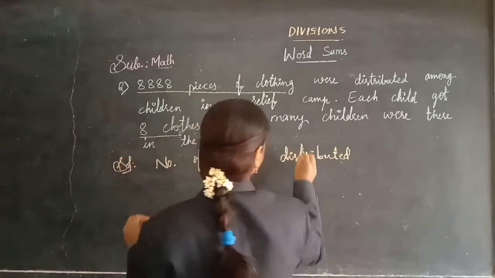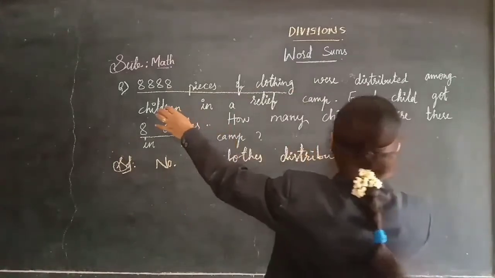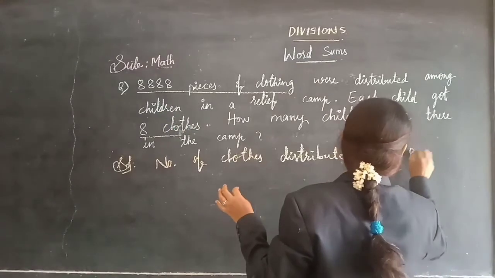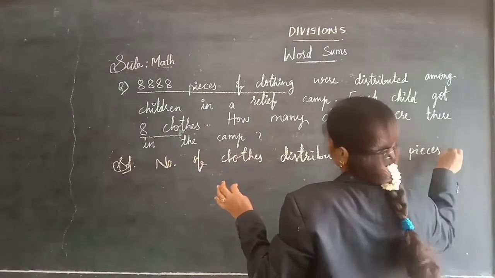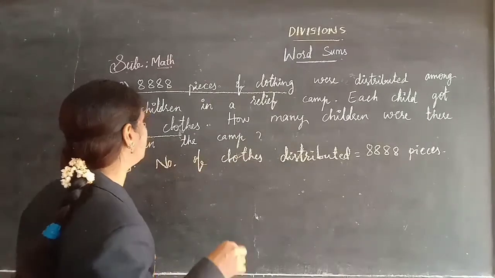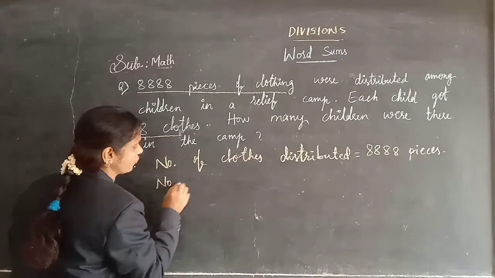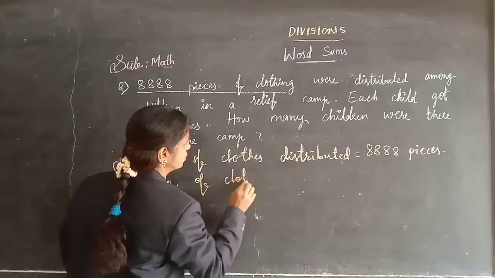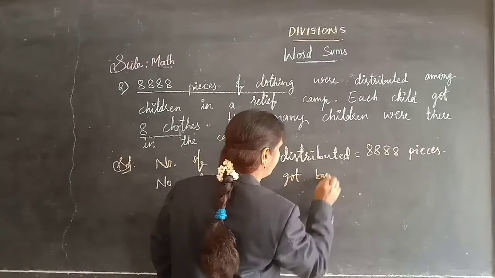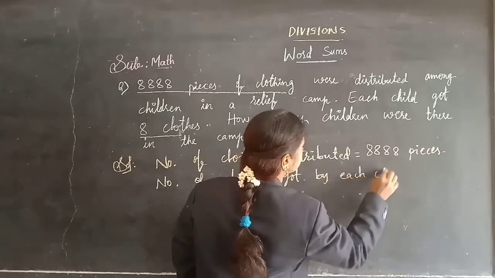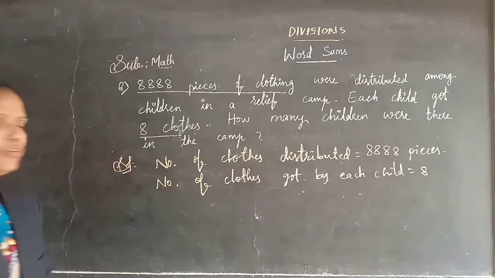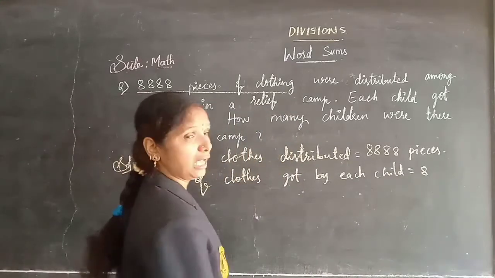How many clothes are distributed here? 8,888 pieces of clothes distributed here. Yes, so how many clothes did each child get here? Number of clothes got by each child. So each child got 8 clothes. Okay, number of clothes got by each child, 8 clothes.